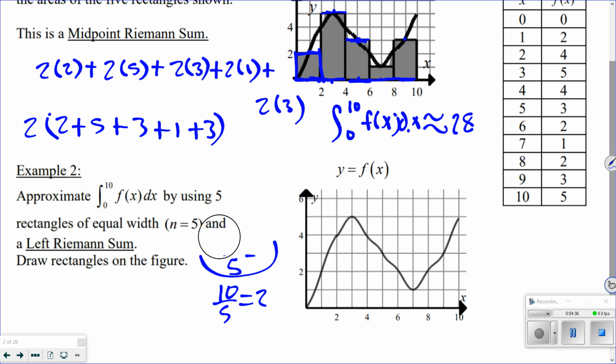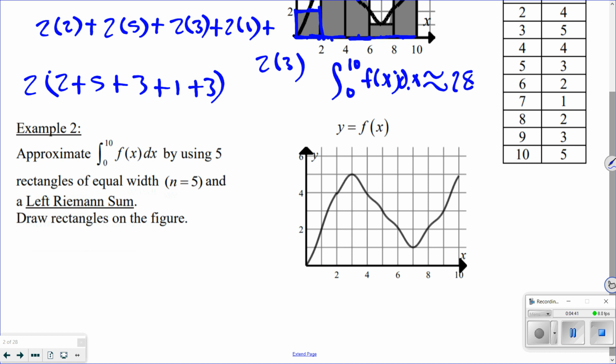Okay, this one says a left Riemann sum though. So let me show you what that looks like on this graph here. So left Riemann sum, we start with, so we're going from 0 to 2 as my width. The height is determined by the left side of the rectangle. Well, in this case, the left side is equal to 0.